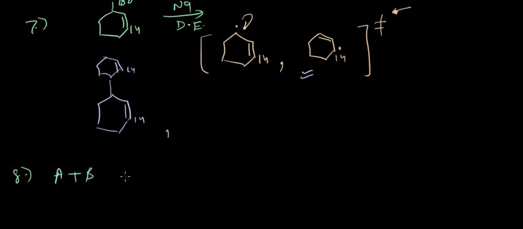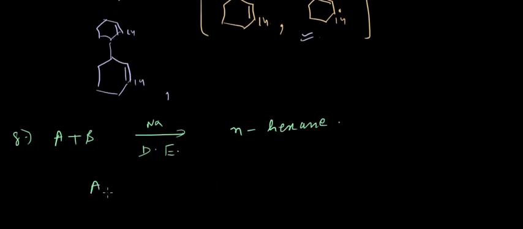So what if I have A plus B as substrates, and we have sodium in dry ether, so we know that it is producing an hexane. So obviously A and B would be this.